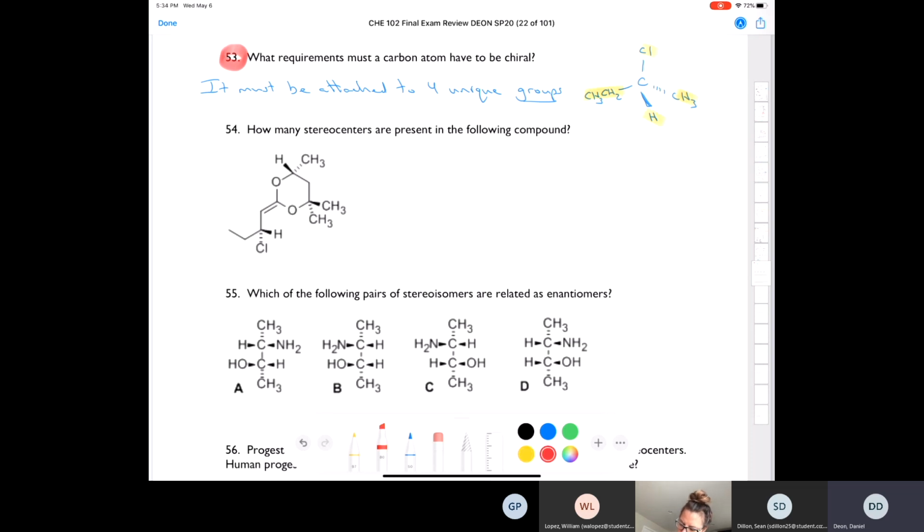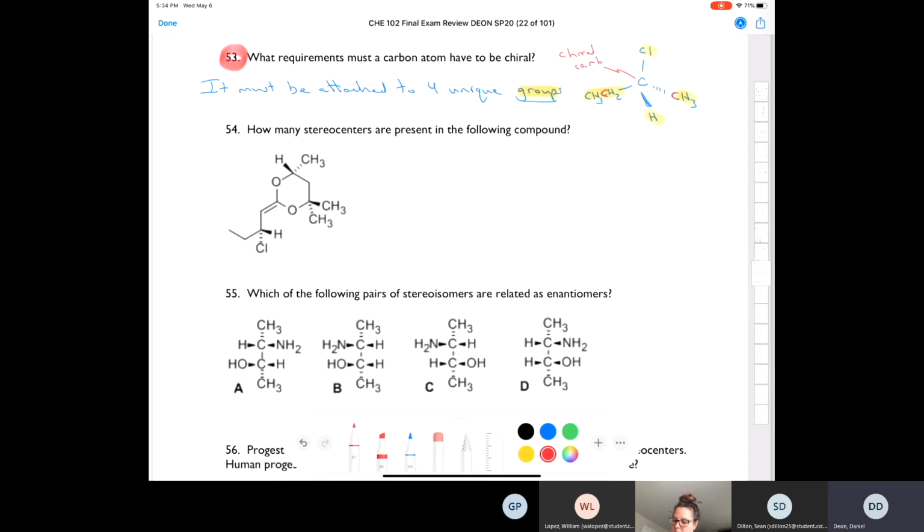The trap that students will fall into sometimes, not you guys, of course, but other students, is they'll say, well, this is a carbon and this is a carbon, therefore it's not a chiral center. That is not true, because we have to have 4 different, what, starts with G, ends with groups. That's right, groups. And therefore, this would be a chiral carbon.